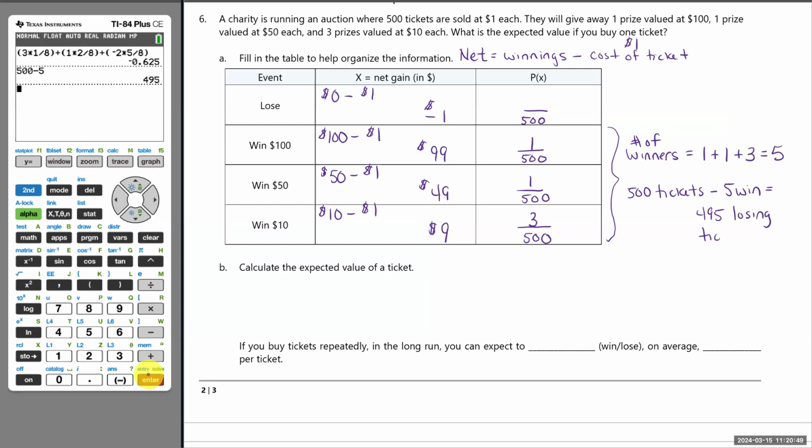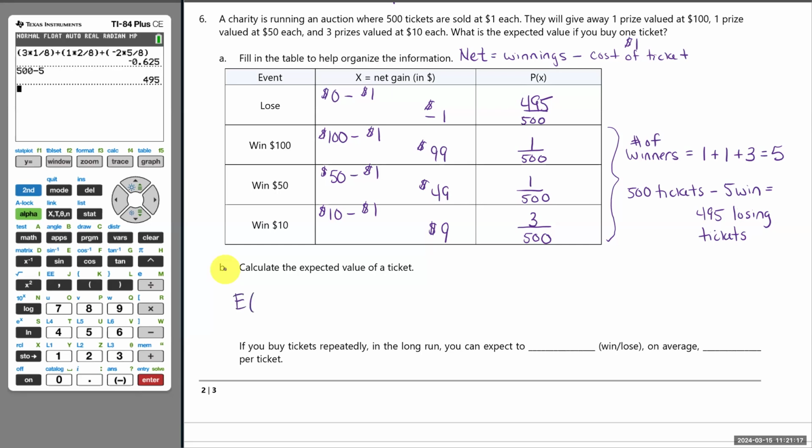So that part you have to give a little bit of thought here. Keep track of your winners and then take the total minus the winners to get the losing, and that will give you your probability of getting a losing ticket. And again, I'll remind you, if you want to check that you did that column correctly, those numerators added together are going to have to be 500. All right. And then we're ready for expected value.